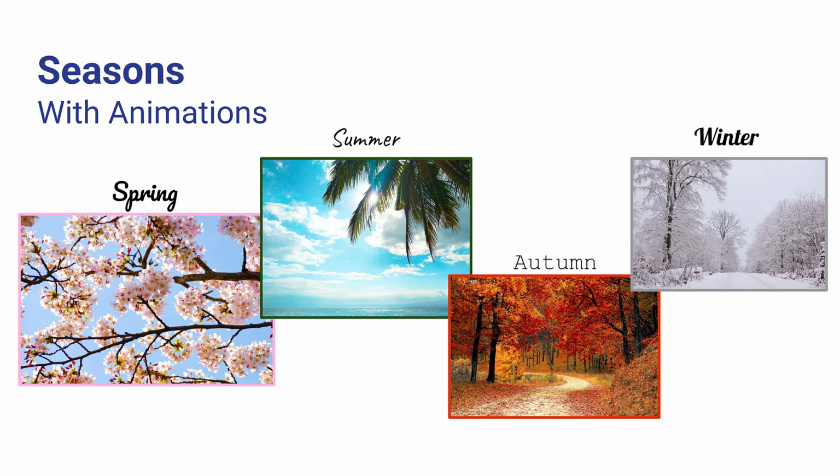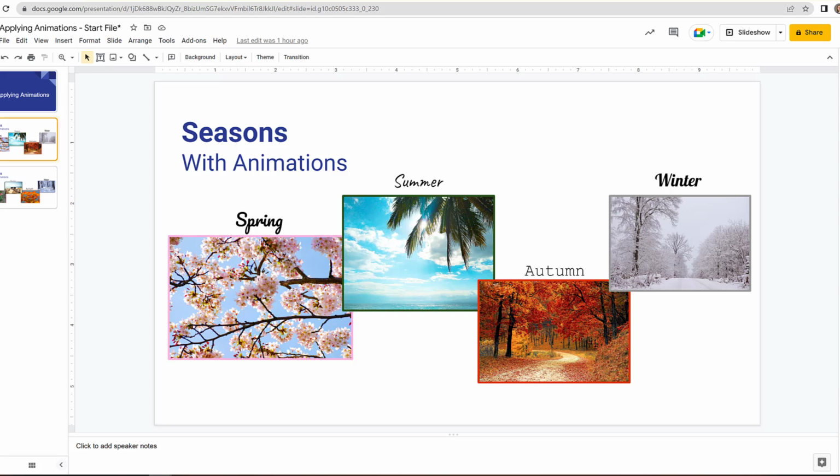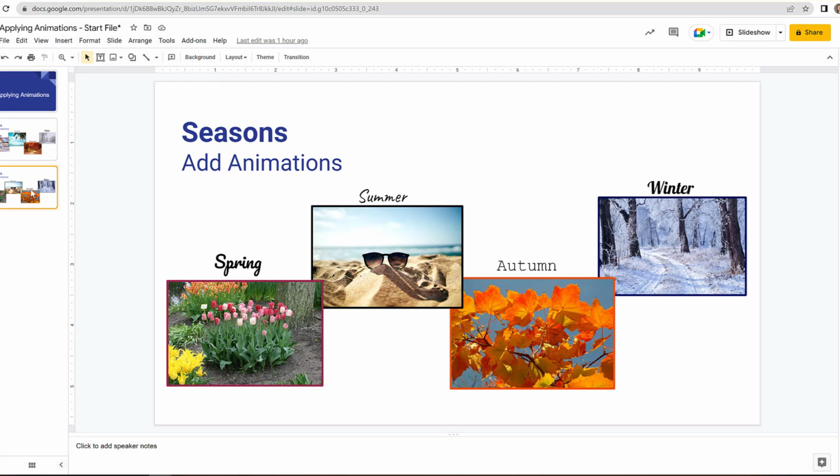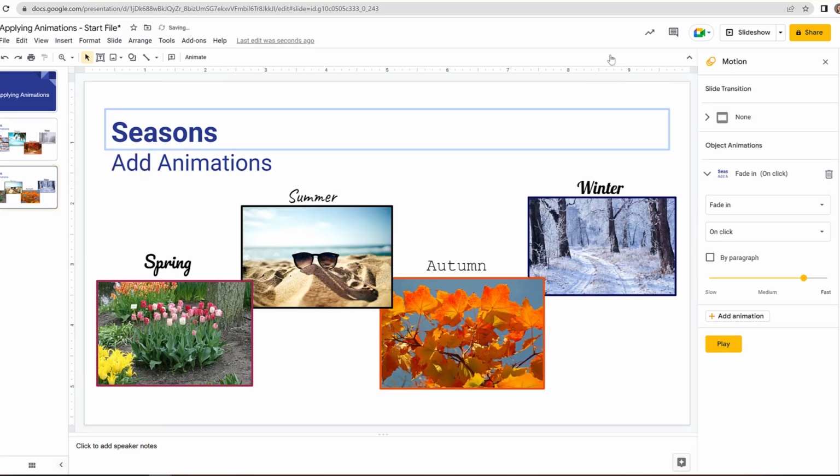Now that you've seen an example of how animations work, you're ready to add your own animations. First, in the start file, go ahead and exit the slideshow if you haven't already. To do this, press the Escape key on your keyboard. Now open the slide with the title, Seasons Add Animations. Once you're on that slide, select the title and click on the Animate button in the menu bar. A motion pane will appear on the right side of your screen. In this pane, you can add slide transitions and object animations. We'll focus on the object animations.